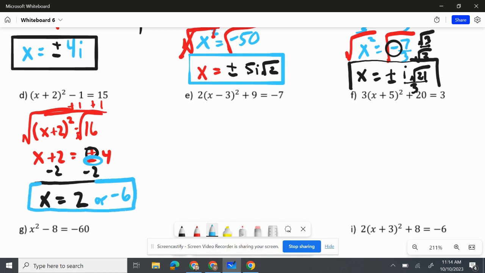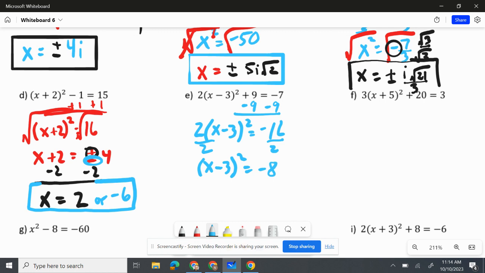For letter E, first step is subtracting the 9. And so we have 2x minus 3 squared equals negative 16. We divide it by 2. And so that gives us x minus 3 squared is equal to negative 8. What we're going to do is get rid of the square by taking the square root.